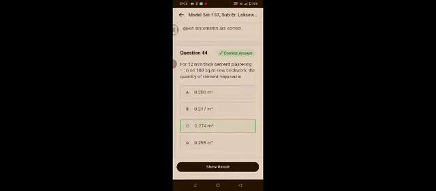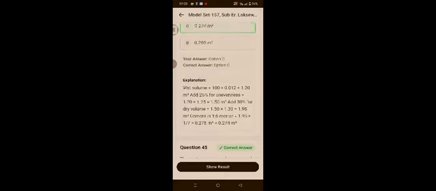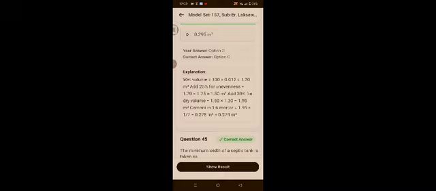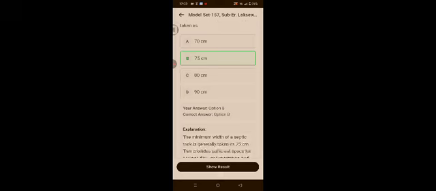For 12 mm thick cement plastering 1:6, 100 square meter new work, the quantity of cement required is 0.274. Wet volume is 100 into 0.012, which is 1.2 cubic meter. Adding 25% for uneven surface gives 1.50. Adding 30% for dry volume, 1.3 gives 1.95. Then cement at 1:6 is 1.95 into 1/7, which is 0.278, approximately 0.274.